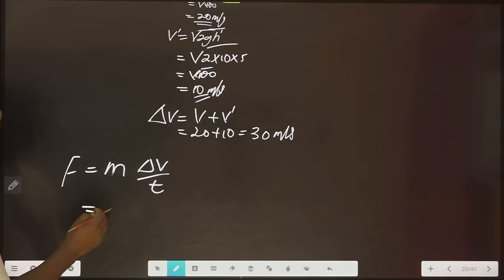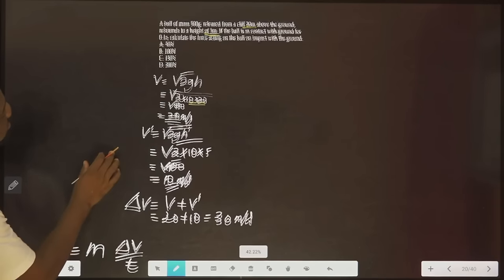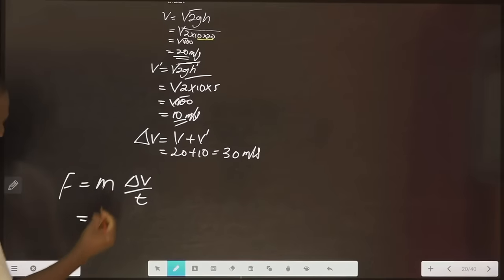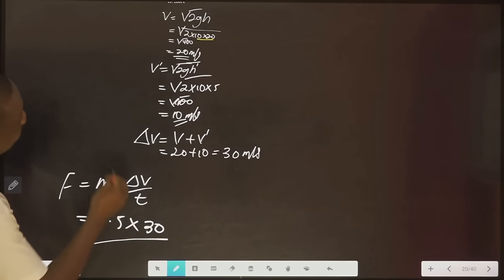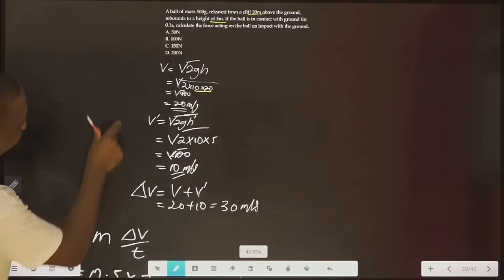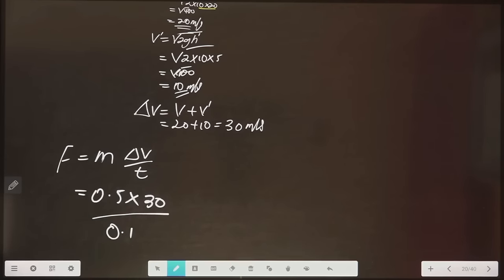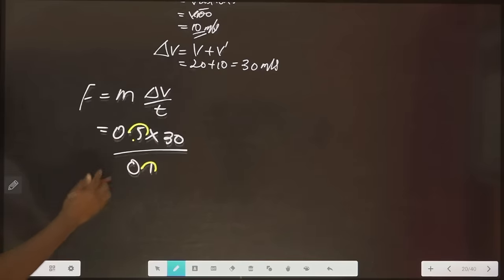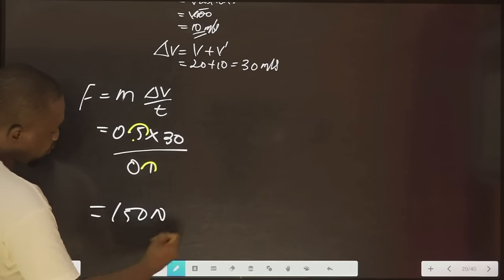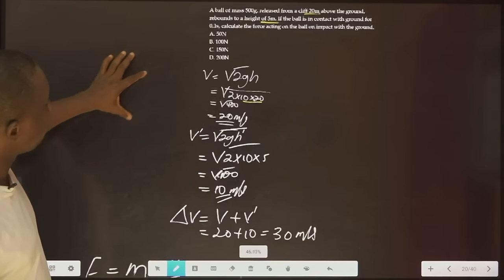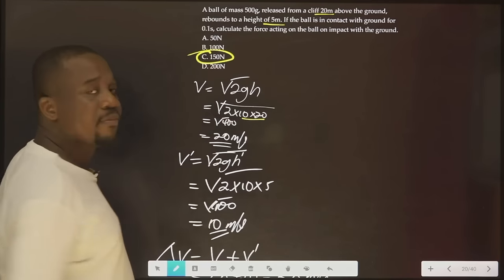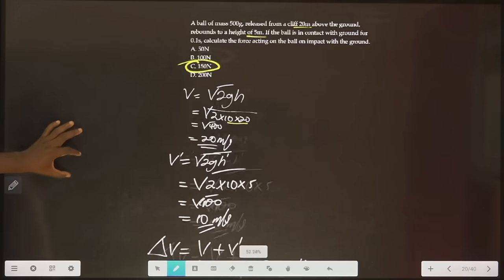So therefore, we can put now the mass, which is 500 grams, that is 0.5 kg, multiplied by 30 over how many seconds? The time given to us is 0.1. Okay? So you agree with me, this one will come here, this one will come here. 5 multiplied by 30 is going to give us 150. That is to say 150 newtons. Is there anything like 150 newtons here? Yeah, 150 newton is number C. Okay? That is the answer.